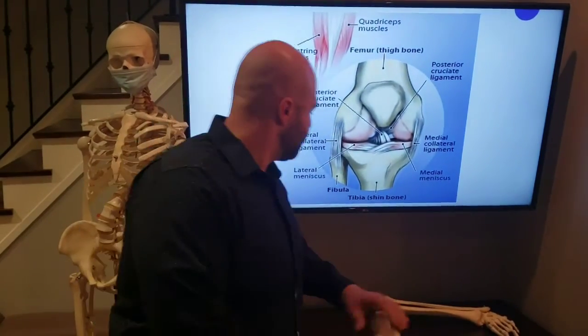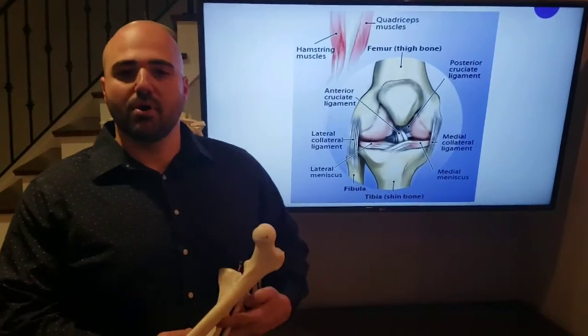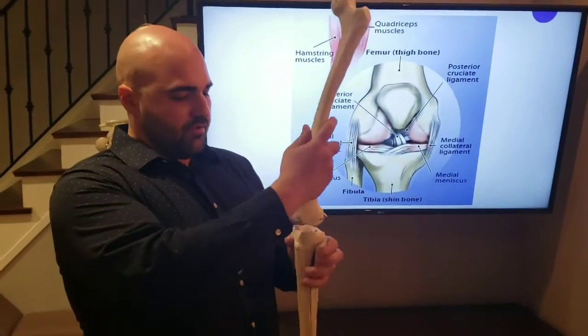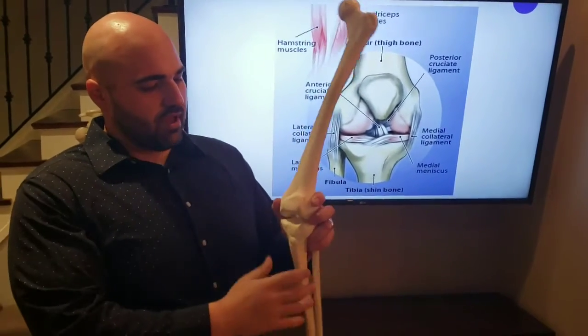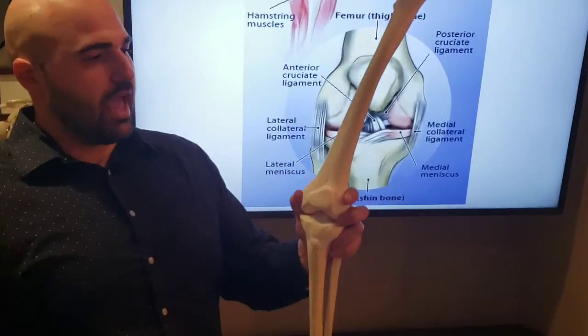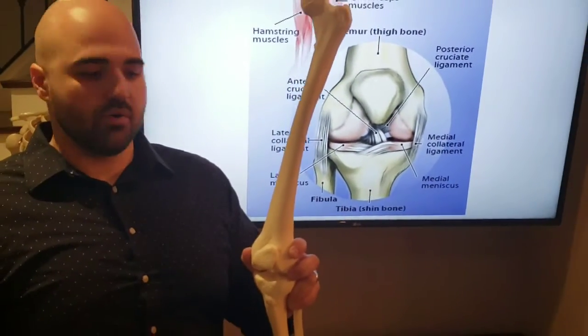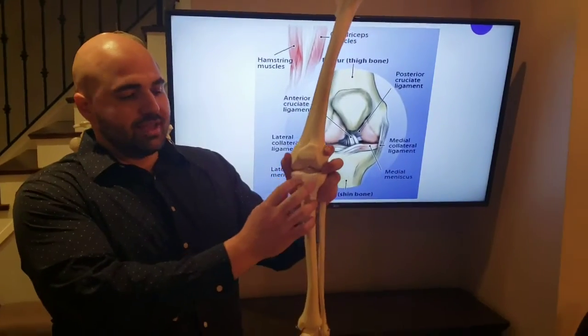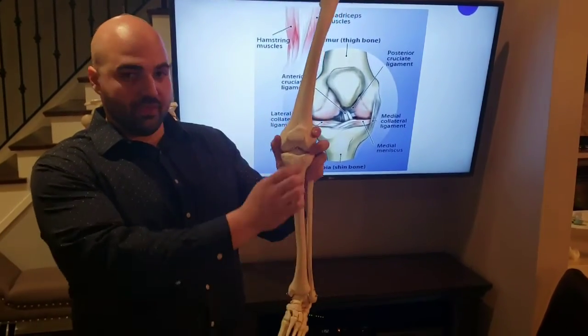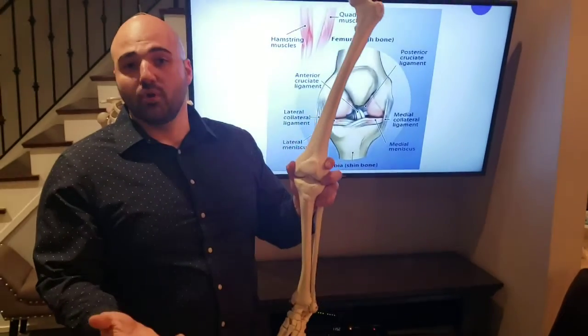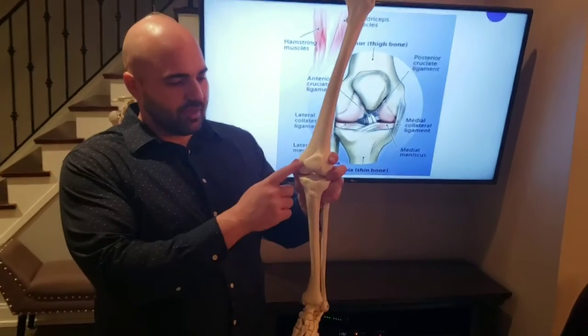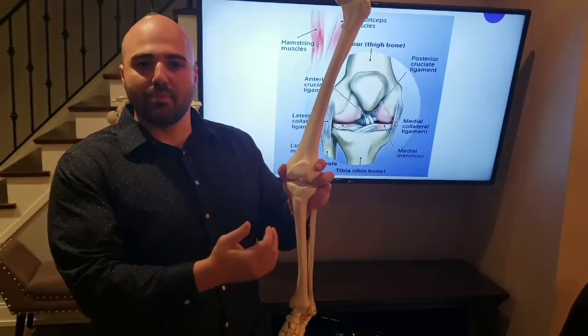So our knee is made up of three bones. If you look here at this model, this is our knee joint, and we have the femur, or we call that the thigh bone. We have the tibia, which is this big, long, thick bone over here, or the shin bone as they call it. And then we have the patella, or the kneecap.